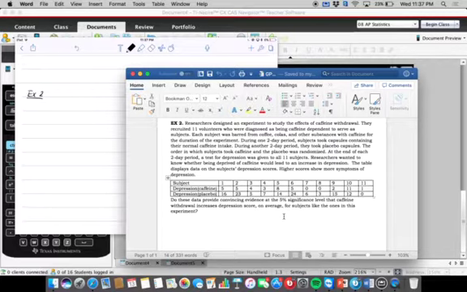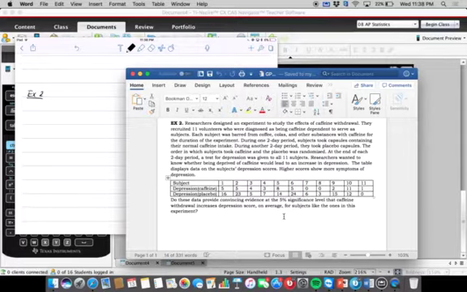The order in which the subjects took caffeine and the placebo was randomized. At the end of each 2-day period, a test for depression was given to all 11 subjects. Researchers wanted to know whether being deprived of caffeine would lead to an increase in depression. The table displays data on the subject's depression scores. Higher scores means more symptoms of depression. So there's our data, and we want to know whether there's convincing evidence at the 5% significance level.